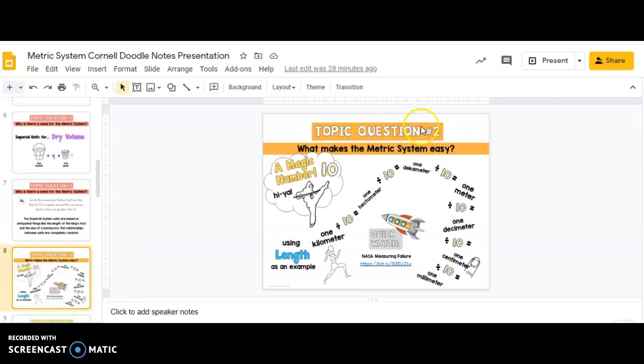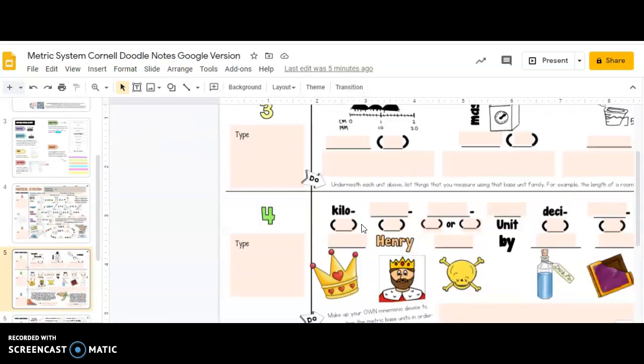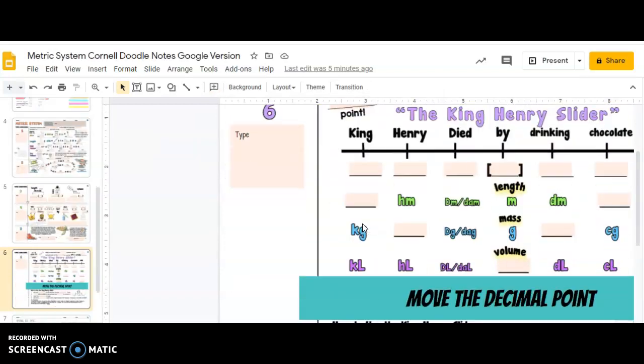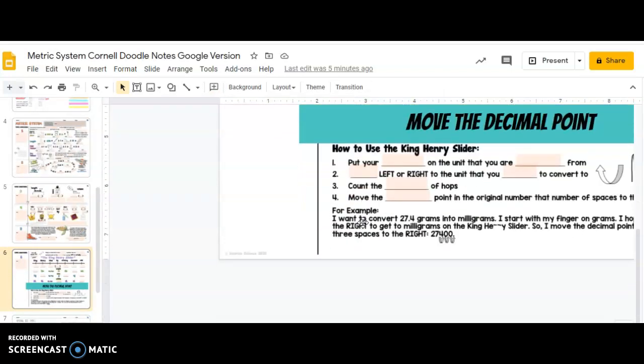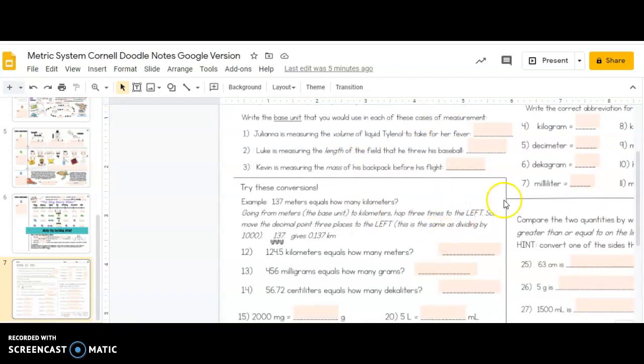So when you move on to topic question 2, what makes the metric system easy? Here's topic question 2. You can see and follow along. And you're going to use that slideshow to follow along and complete this. At the end is where all the practice is. And I actually did a few of these for you in the slideshow on Tuesday. If you need some help, let me know, but you're filling these in.